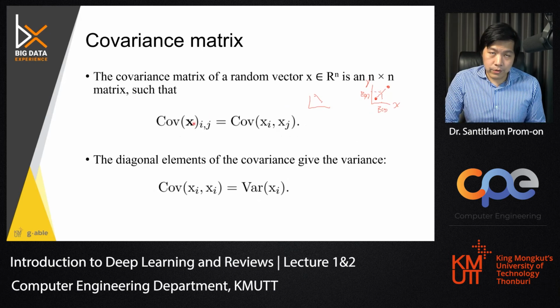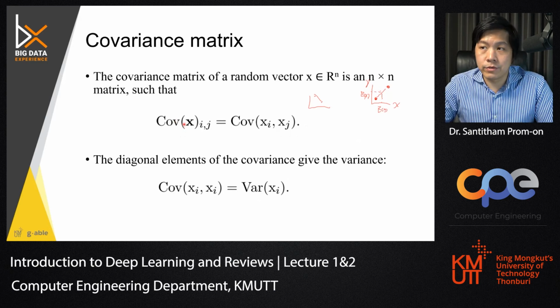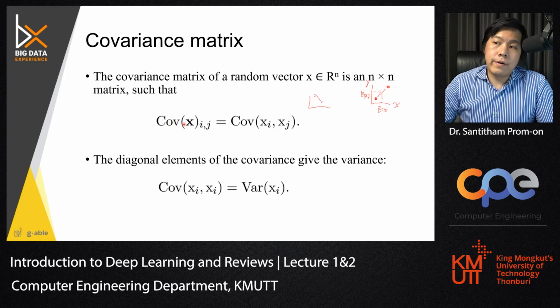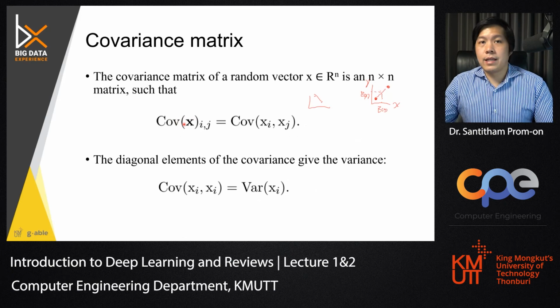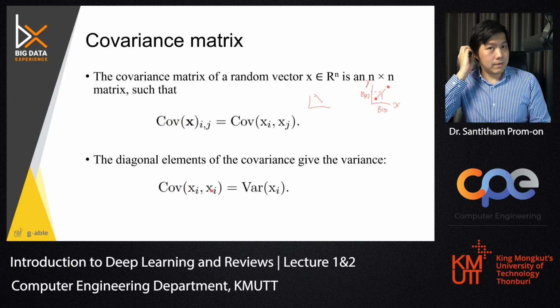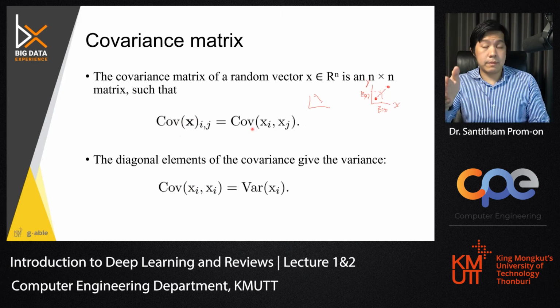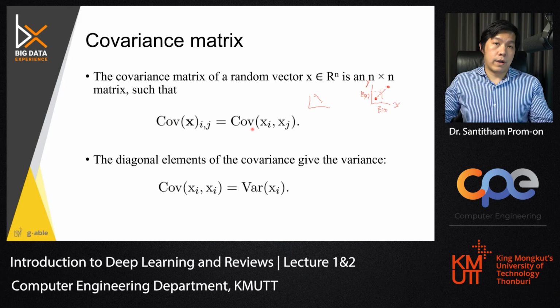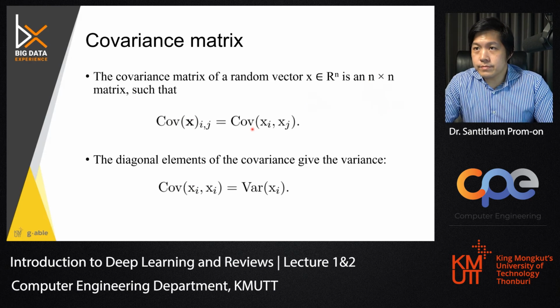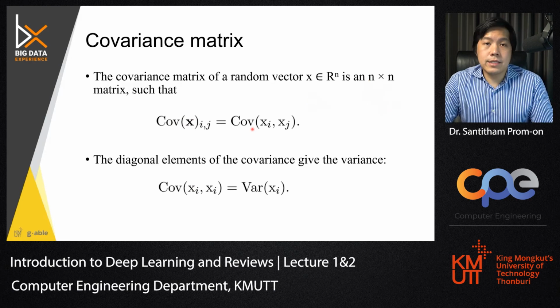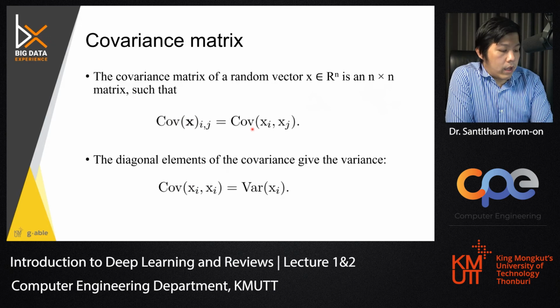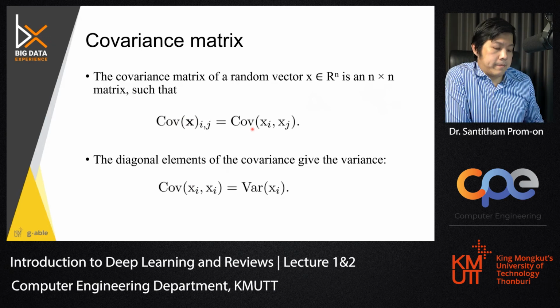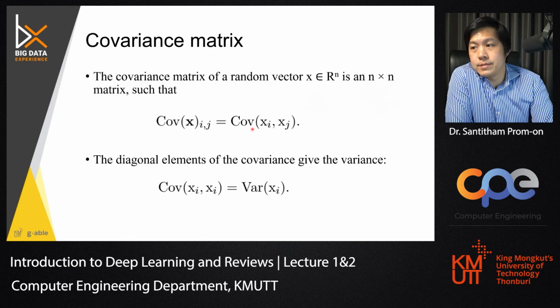Covariance can be computed to get the covariance matrix. Suppose that you have a matrix X of multiple columns, then the covariance matrix is the covariance of each column, right? So it's like the covariance of each column, and the diagonal will be the variance values. Right, so this is the basic concept of probability that we will use time and time again.